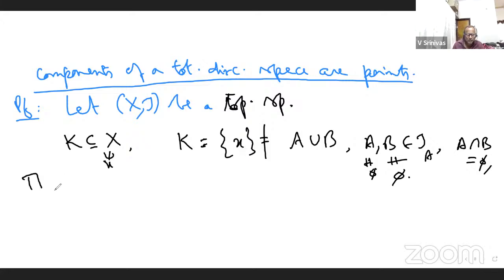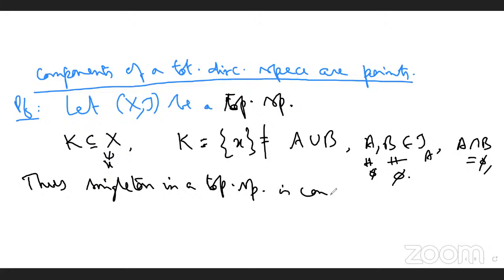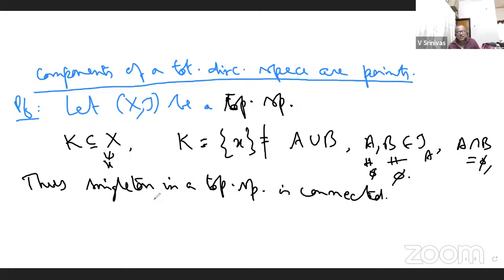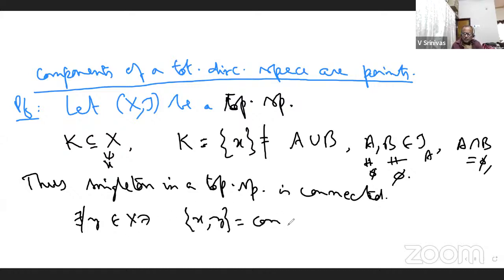Thus, a singleton in a topological space, this general singleton in a topological space, is always connected. It is always a connected subspace. If you take a small x from capital X, and look at singleton x, under the subspace topology, singleton x is connected. Now, if we can show that there does not lie a y in X such that the doubleton {x, y} is connected, then we are done.